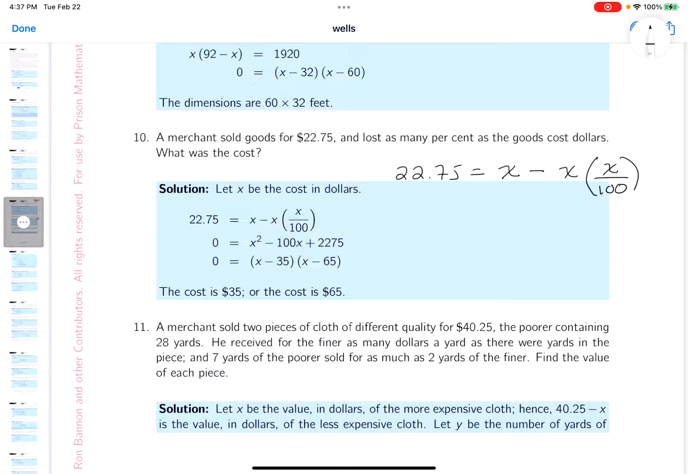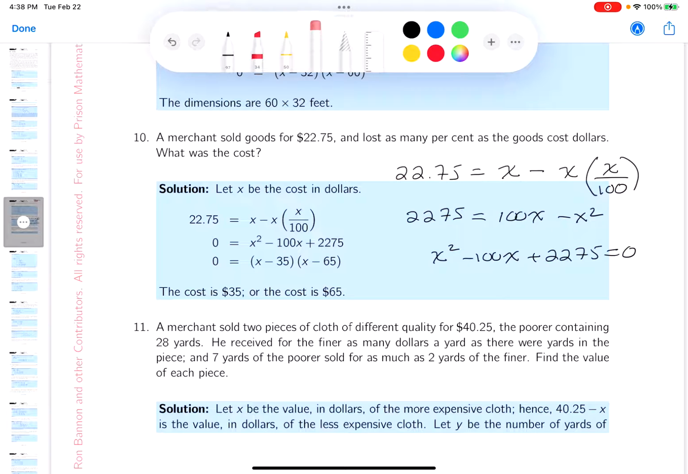All right, so let's take a look and see what happens over here. I'm going to multiply both sides by 100, and you get 2275 equals 100x minus x squared. And then I'm going to just rewrite it as x squared minus 100x plus 2275 equals 0. I'm going to get my eraser out.